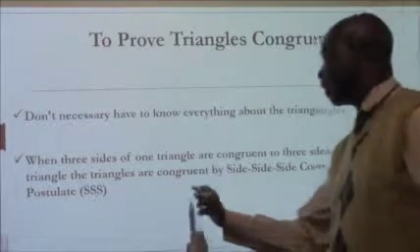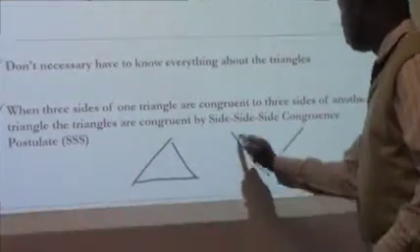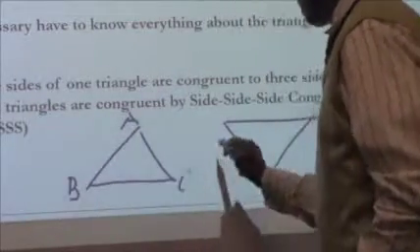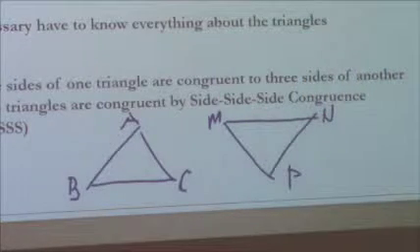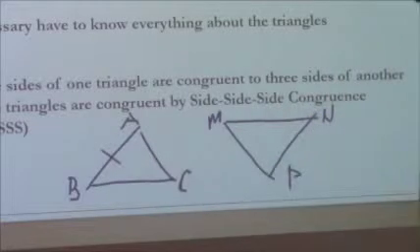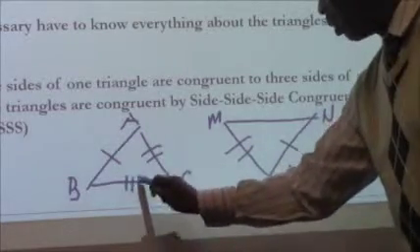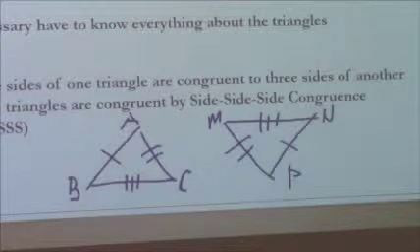What it says is that if I have a triangle, I'm going to label my triangle A, B, C, and I'm going to label this triangle M, N, P. Now, if I know that this side corresponds to this side, and this side corresponds to this side, and they are congruent, and BC corresponds to MN, and they are congruent, I don't necessarily have to know anything about the angles. I can conclude that these two triangles are congruent by the side postulate.